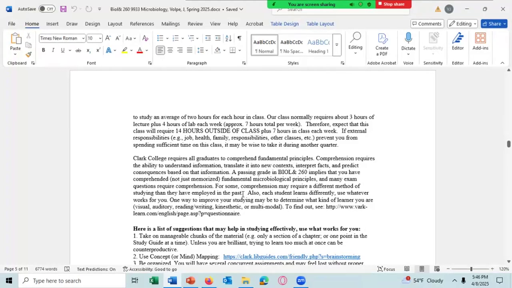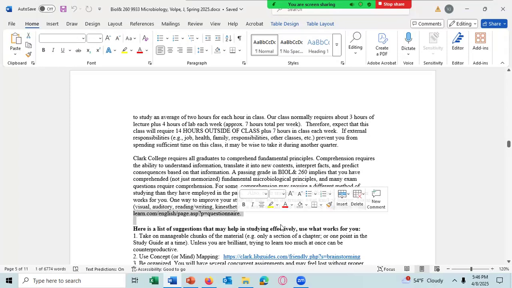Each student learns differently. Use whatever works for you. One way to improve your study methods may be to determine what kind of learner you are. Are you a visual learner, an auditory learner, a reading writing learner, a kinesthetic learner, or a multimodality learner? To find out, you can go to www.varklearn.com, whatever that link is, and take this questionnaire.